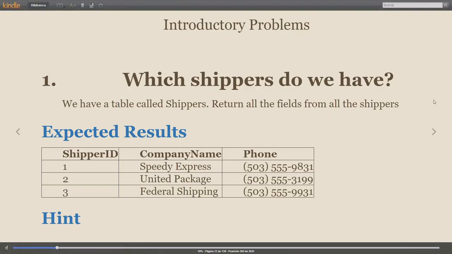So back in the book, these are the introductory problems. The first one is called, which shippers do we have? We have a table called shippers. Return all the fields from all the shippers. The expected results show a table with three columns: shipper ID, company name, and phone. Okay, so without seeing the hand, I can easily see that this is the warm-up exercise. It's not really a hard one.